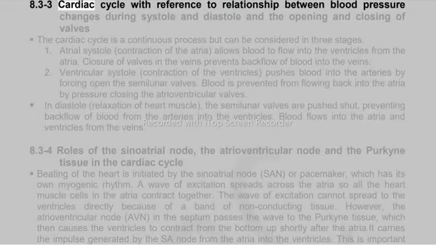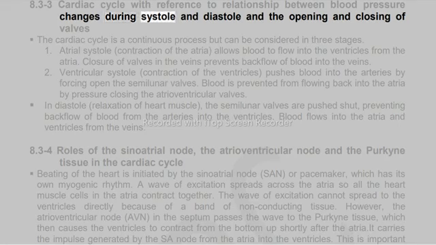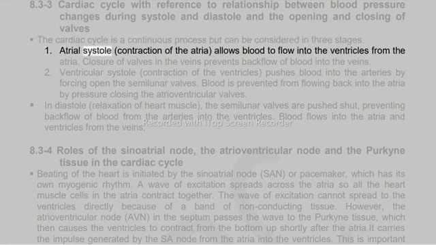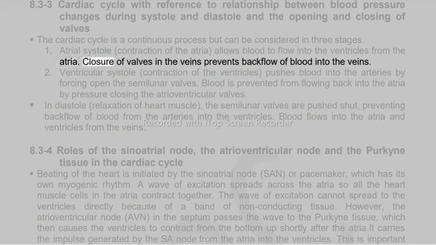8.3 (3) Cardiac cycle with reference to the relationship between blood pressure changes during systole and diastole and the opening and closing of valves. The cardiac cycle is a continuous process but can be considered in 3 stages. 1. Atrial systole, contraction of the atria, allows blood to flow into the ventricles from the atria. Closure of valves in the veins prevents backflow of blood into the veins.